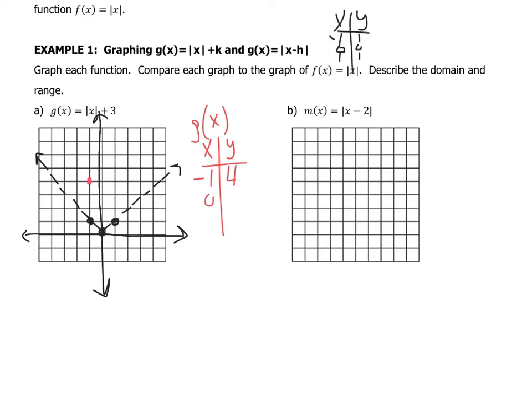Let's try 0. When 0 goes in, the absolute value is still 0. But then I add 3 to finish off the g function. So 0 goes in, and 3 comes out. If I plug 1 in, again, the absolute value of 1 is still 1, but plus 3 makes 4. So there's that one there. Then again, I would use my nice straight edge to draw the line.